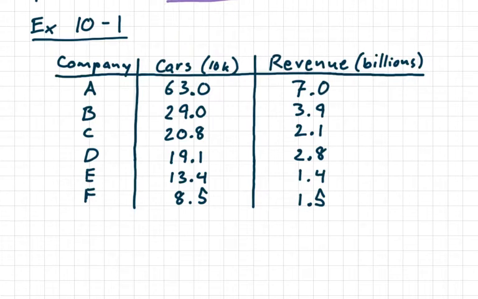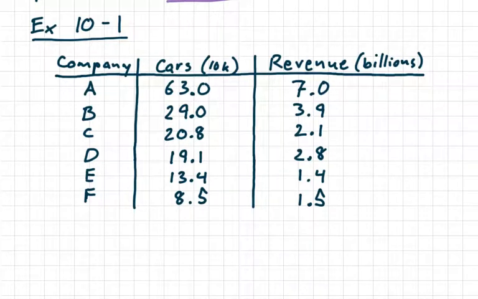So we're going to go ahead and do the first example, 10-1. In this one, we're talking about car rental companies. It says to construct a scatter plot for the data shown for car rental companies in the United States for a recent year.